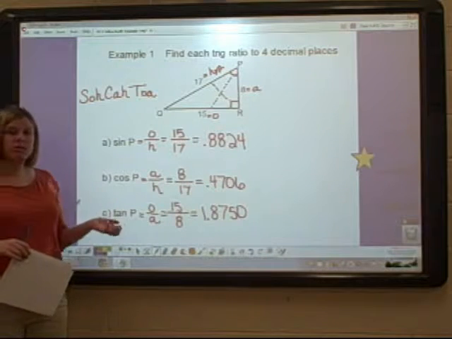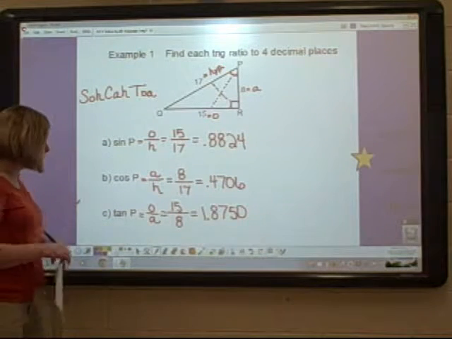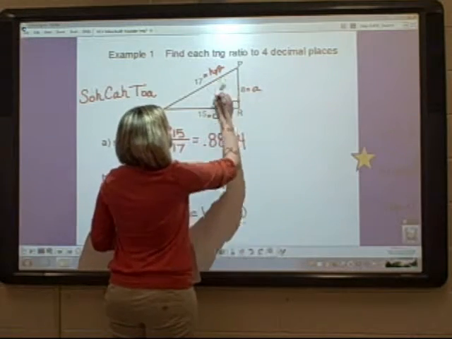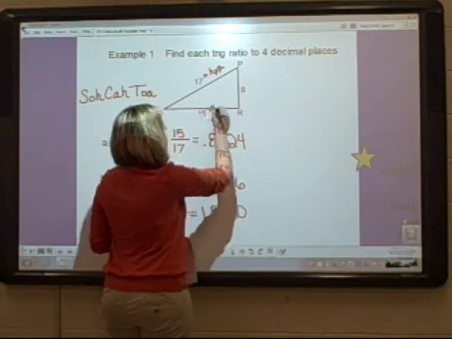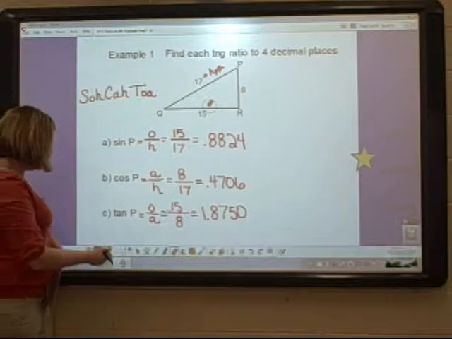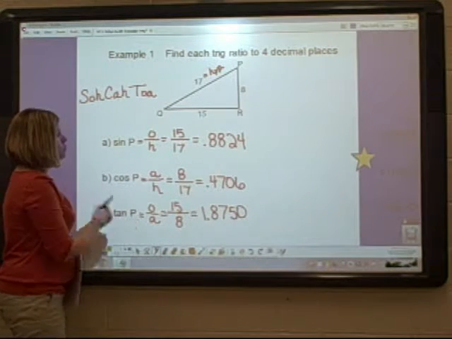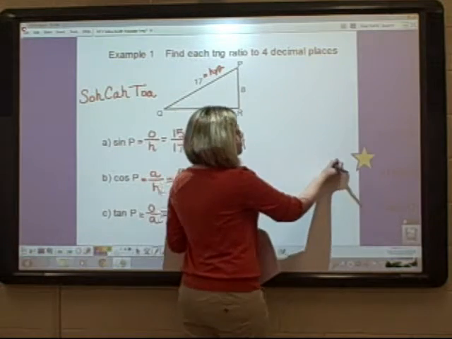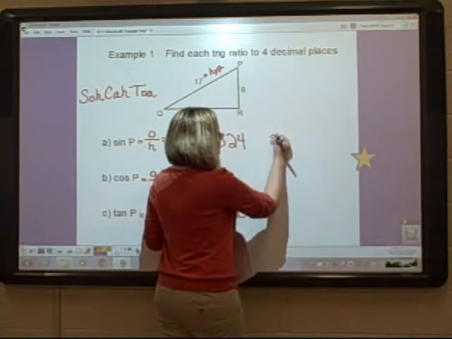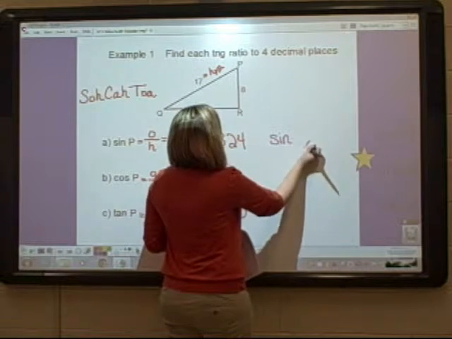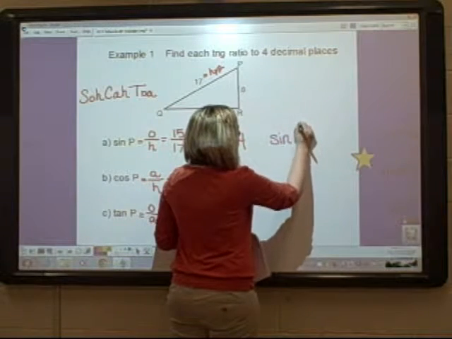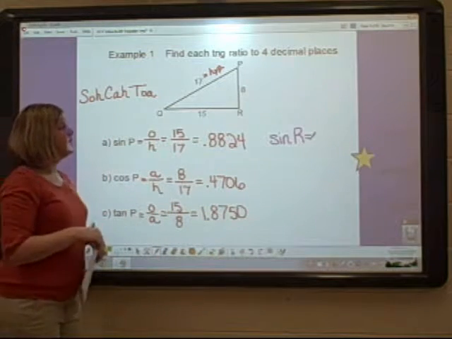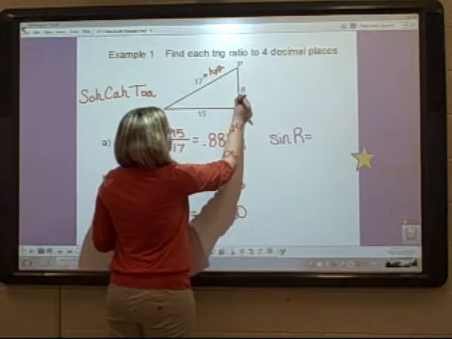Now, if I wanted to move to a different angle, let me erase this. 17 is always going to be my hypotenuse, so I know that isn't going to change. But let's say I wanted to change things here and say I wanted to find the sine of r. What that means is I would have to go to angle r.